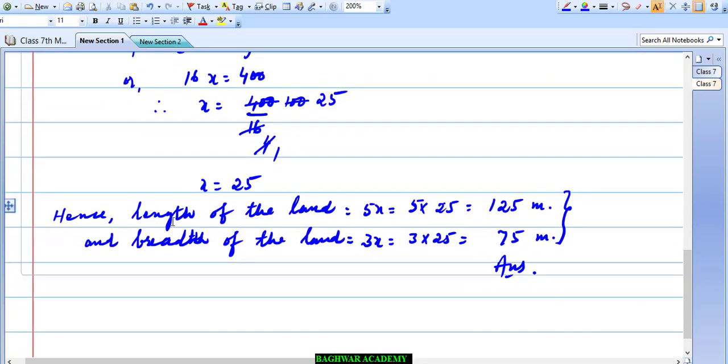Finally, we had to find the length and breadth. The length of the land is 5x, so 5x is equal to 5 into 25, because x is equal to 25. So 5 into 25 is equal to 125. The breadth of the land is 3x, which means 3 into 25, so we get 75. Finally, our answer is: 125 meters is the length and 75 meters is the breadth.